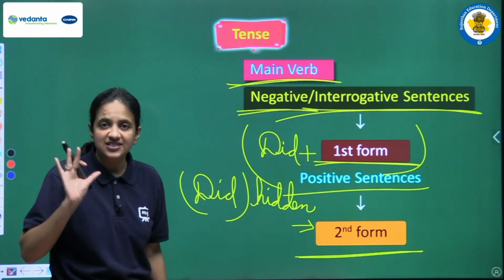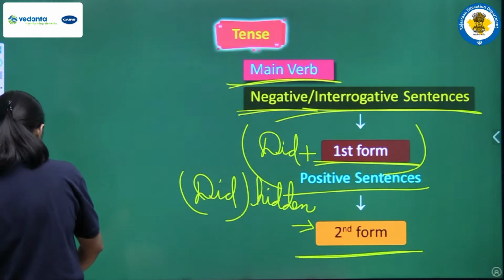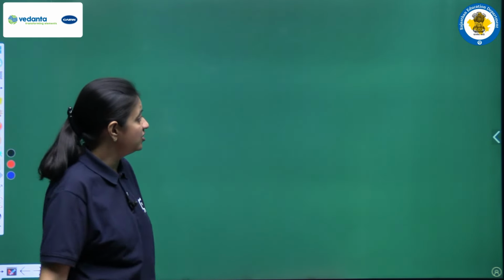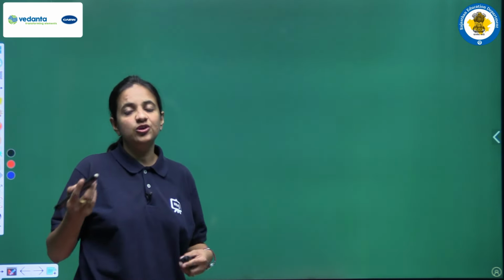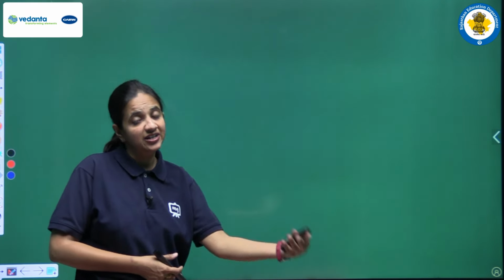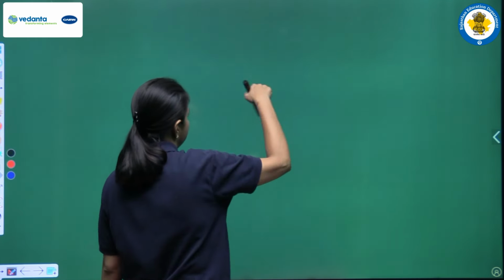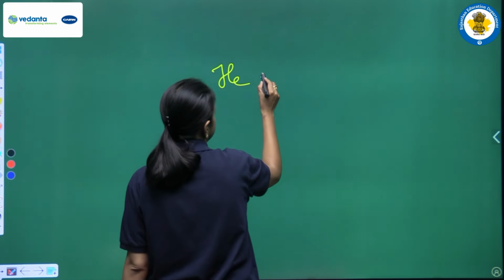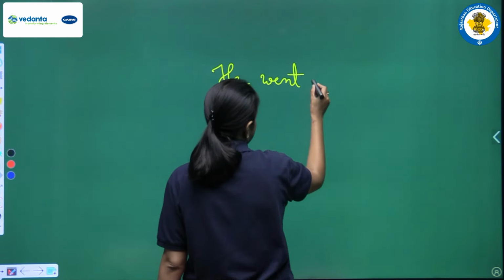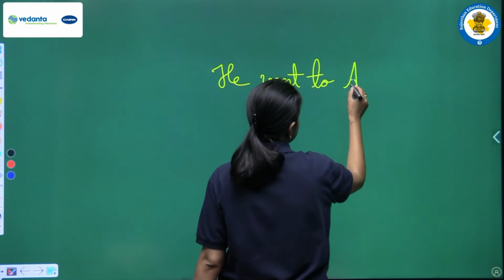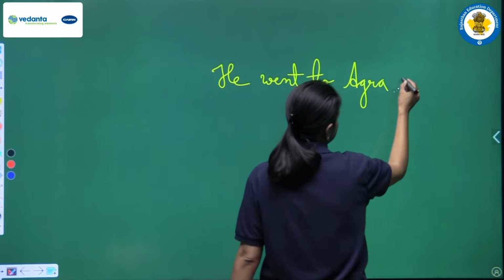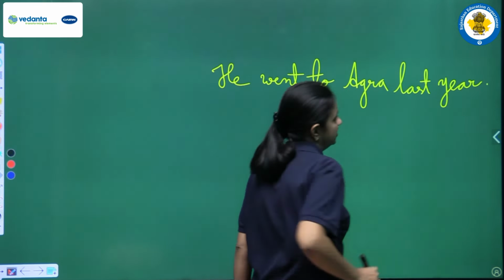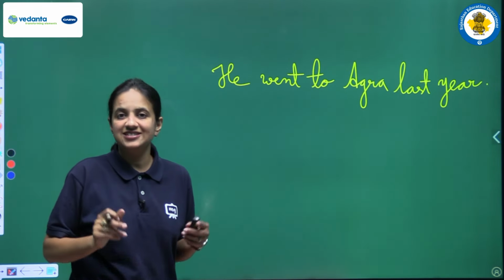Now let's see some examples to clear this, to see how, in the same tense, we are using different forms of the verb. Let's take one verb and see different kinds of sentences: positive, negative and interrogative. Suppose we are having one verb, and I am writing: he went to Agra last year.